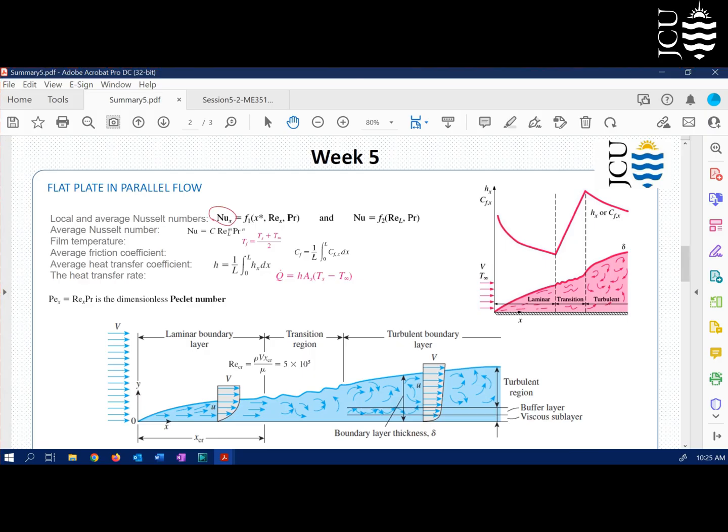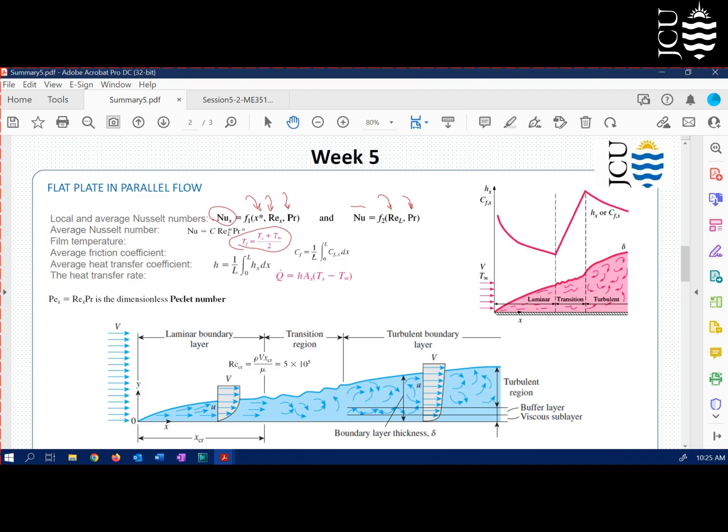We find out that the Nusselt number usually depends on the Reynolds number and Prandtl number. It's a function of those two parameters. If it's local, it's going to include the effect of the position. If it's average, it's just going to be Reynolds number and Prandtl number. And because the Nusselt number is a function of Reynolds number and Prandtl number, to find those parameters you need to find flow properties. So at what temperature are you going to find flow properties? Usually, we consider the film temperature, which is the average temperature between the surface temperature and the medium temperature.